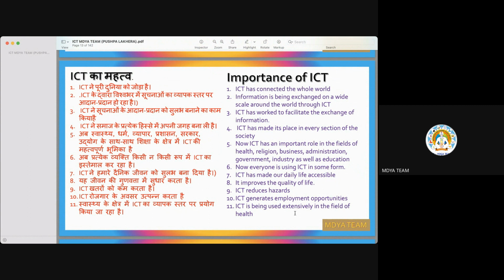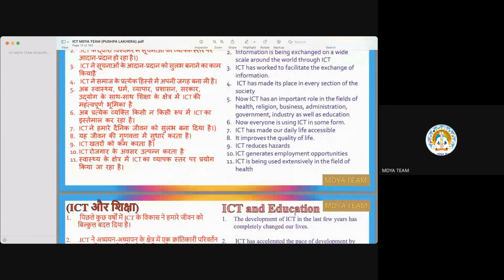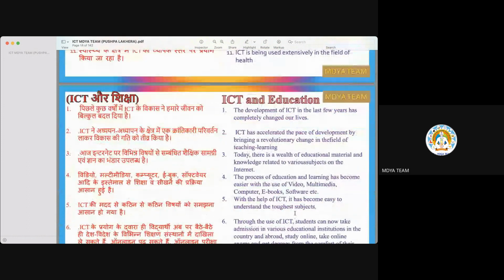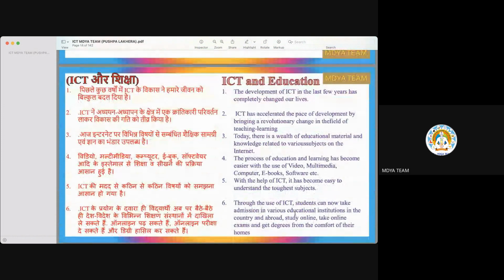In the field of health, of course, it is very extensively used nowadays. Robotics and all, this is also ICT. Some doctor placed at some other place can guide while surgery is going on in another hospital, and the operation can be performed successfully. So this is all under ICT. In the field of education also, it is very useful. Our online MDYA classes are an example of ICT. This is also an example of ICT.